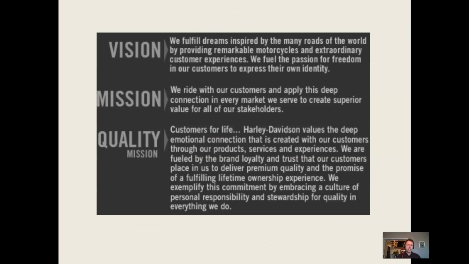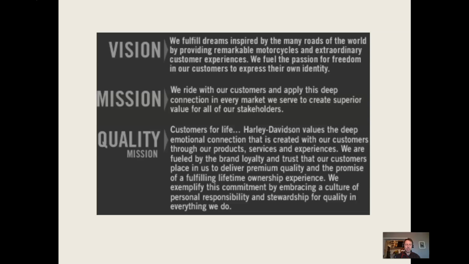So Harley-Davidson, keep in mind that this is a snapshot in time. So it's a little bit dated in the sense that the snapshot was taken in the past. But here's their vision and mission statement. You should take a moment and read those.